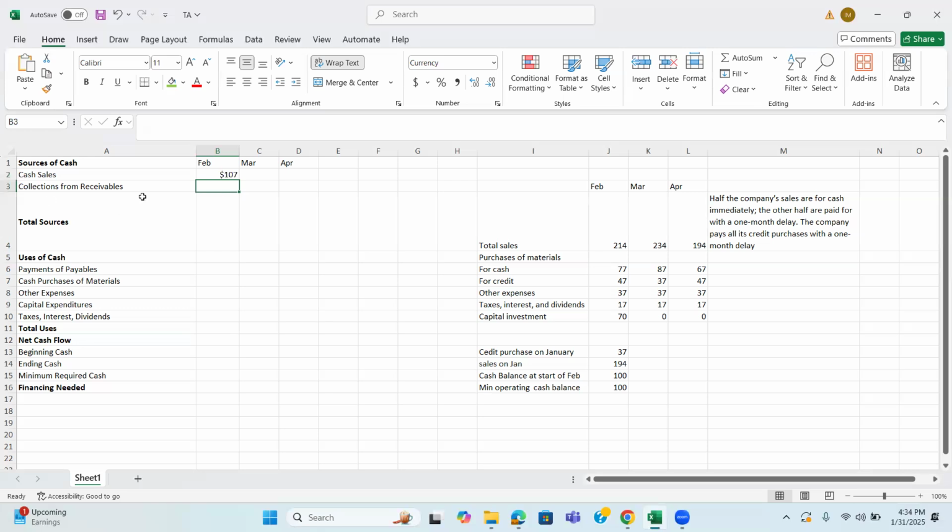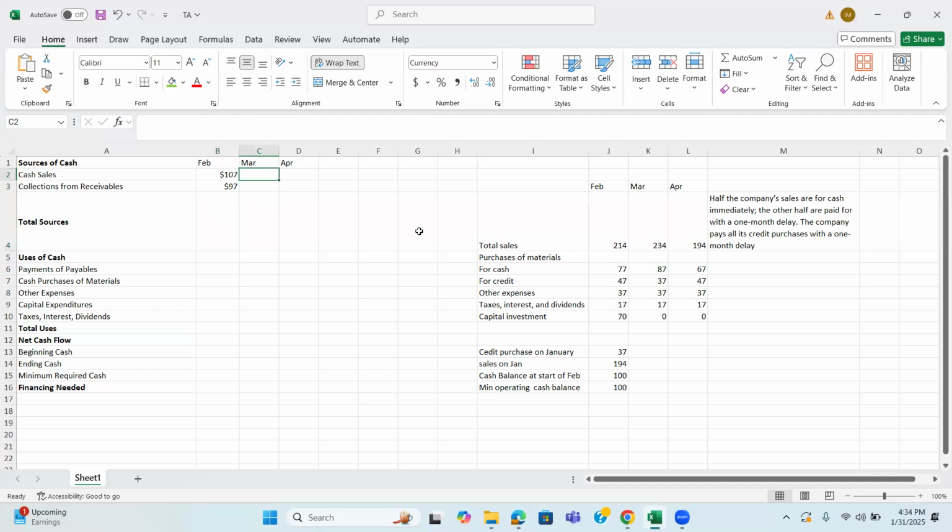All right. Collections from receivables. It says the other half are paid with a 1 month delay. So after 1 month we have accounts receivable. For the month of February, we have to go back to the January sales, which was 194, and we get half of it as accounts receivable. So we click on that, take half of it, and thus we get the collections from receivables. You get the point? For the cash sales, we divide by half for the immediate portion, and for the collections of receivables, we go back to the previous month to get the receivables amount.